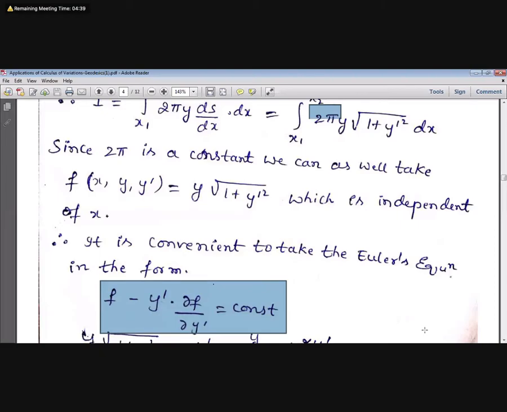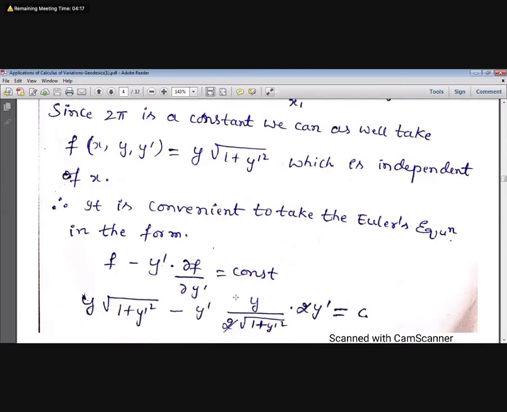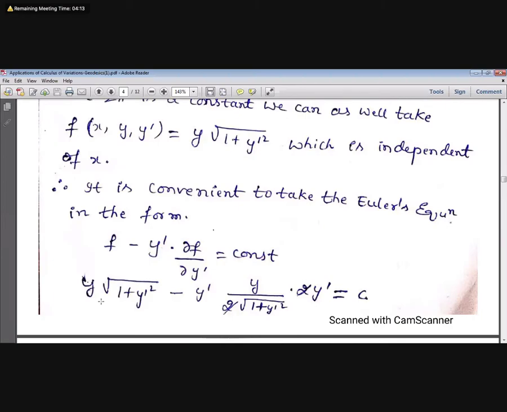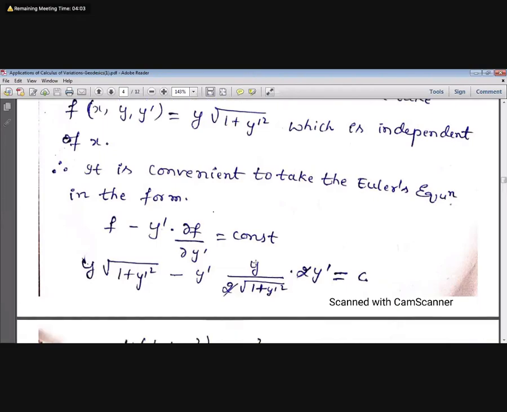How this will come when it is independent of x. It is convenient when it is independent of x. Euler's formula you can write like this: f minus y dash dou f by dou y dash equal to constant. What is f? This is f minus y dash as it is. Dou f by dou y dash means the derivative of f partially with respect to y dash.